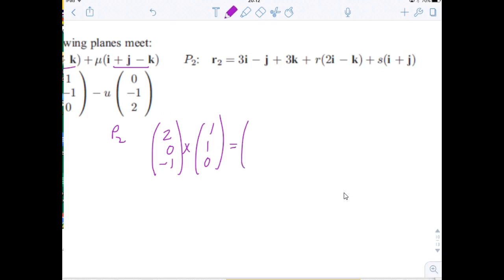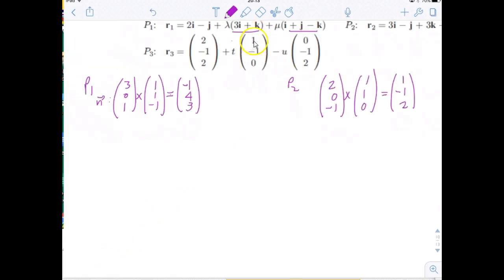For the first element, we're going to have 0 times 0 minus 1 times negative 1, which would be positive 1. For the second element, we're going to have 2 times 0, which is 0, minus negative 1, which is positive 1, and then we're going to negate the positive 1 because it's the middle element. Then we're going to take 2 times 1 and get 2, and then subtract 0, and we get 2. Okay? So our second normal vector would be 1, negative 1, 2.